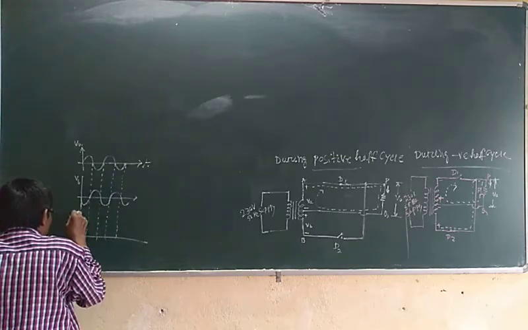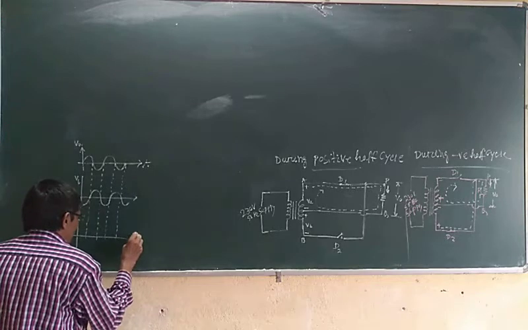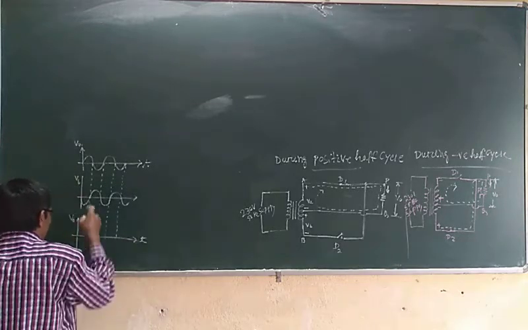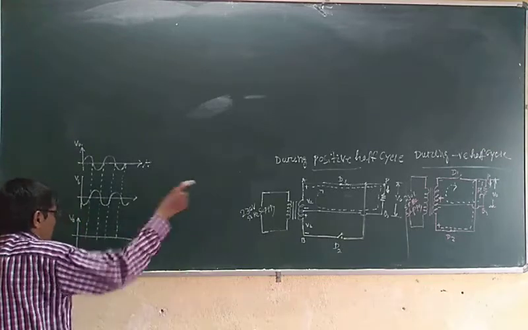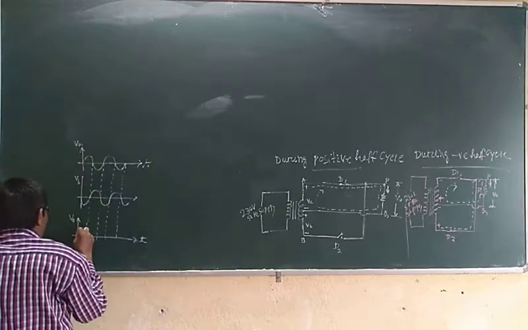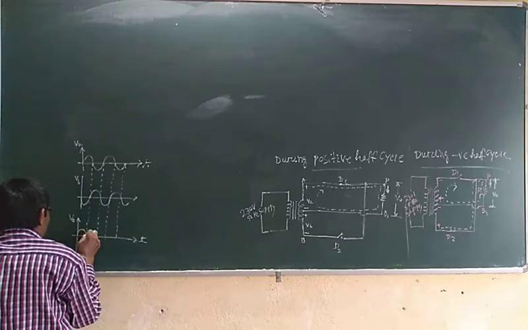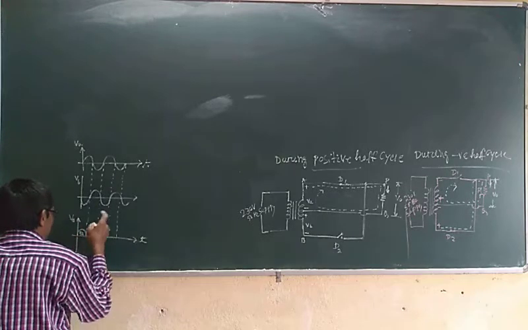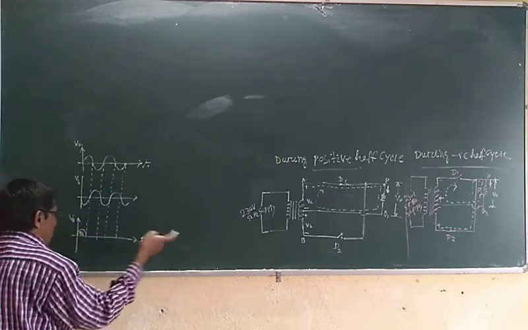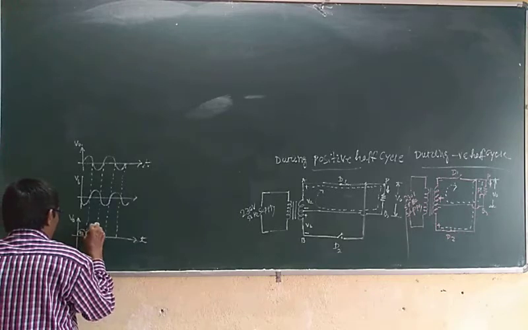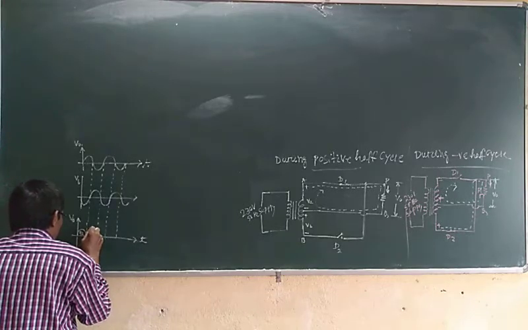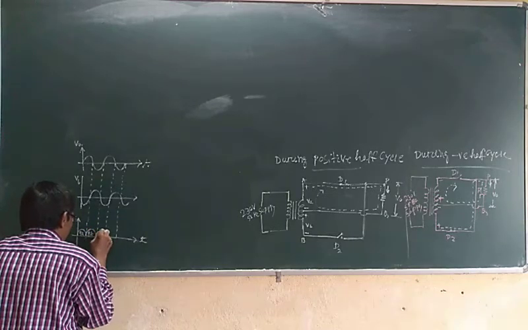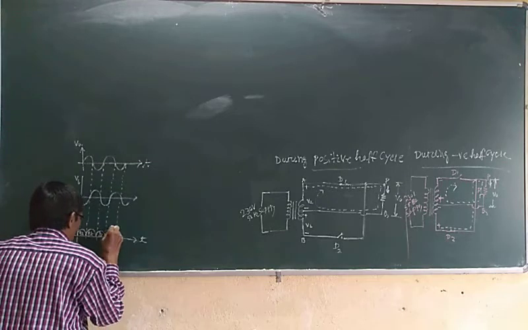And for the output waveform, the output voltage is VO, with time axis T. During the positive half cycle, diode D1 will conduct. Now D1 is on, and during the second, negative half cycle, diode D2 will conduct. Now D2 is on. Next D1 on, next D2 on.